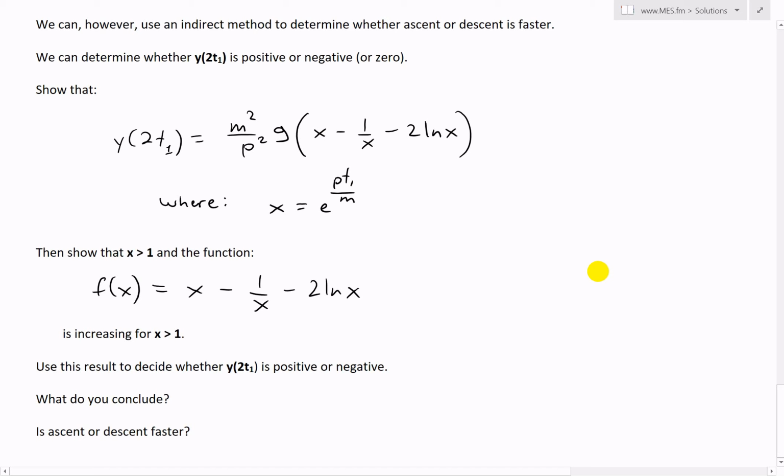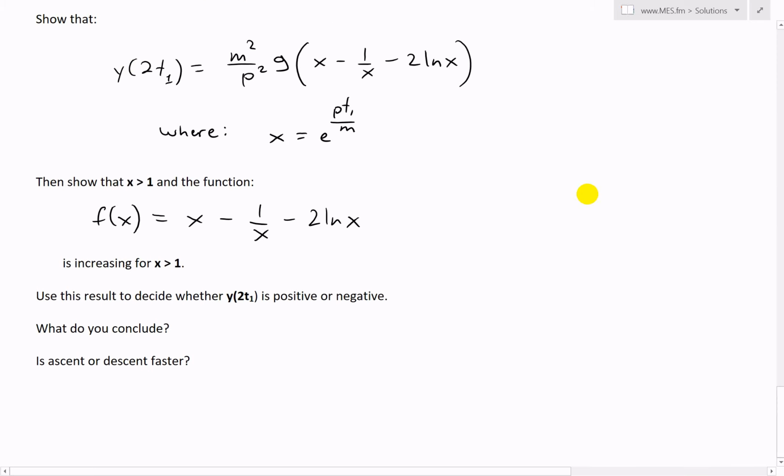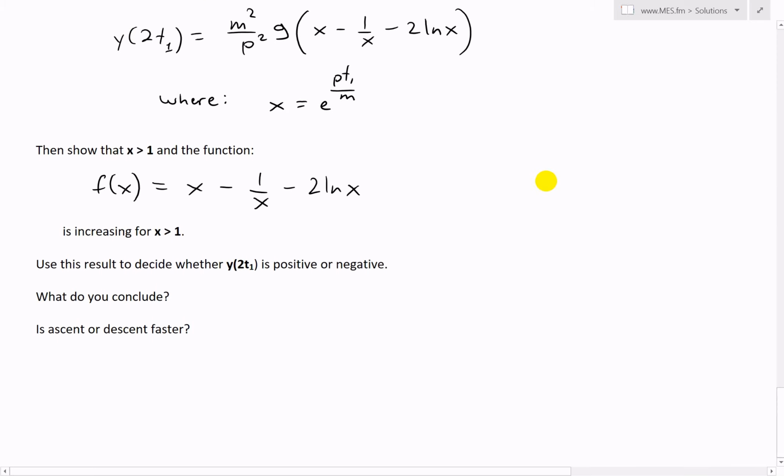It says here, show that y of 2 times t1 equals m squared over p squared times g times x minus 1 over x minus 2 times ln x, where x is equal to e to the power p t1 over m. It's a complicated, somewhat tedious formula, but I'll go over all this and it'll make more sense as I get through this video.